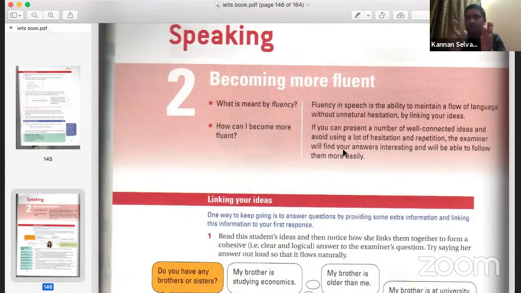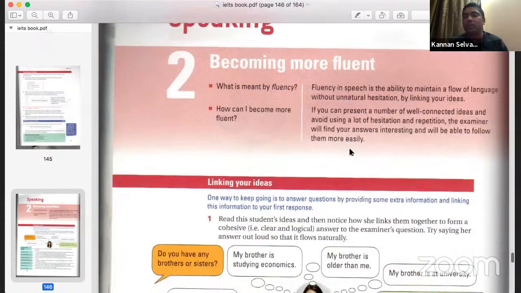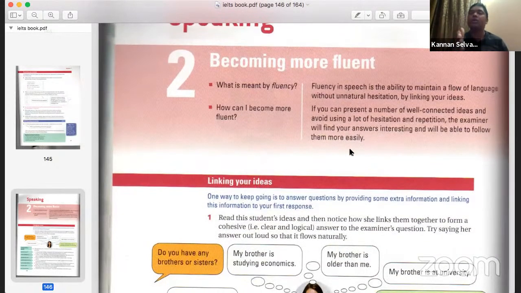That is what is called fluency: the ability to maintain a flow of language without unnatural hesitation. Look at that. So that means there is also natural hesitation. When I'm talking in English, I take just a fraction of a second. Why? To breathe. That's natural hesitation. So what is unnatural hesitation?